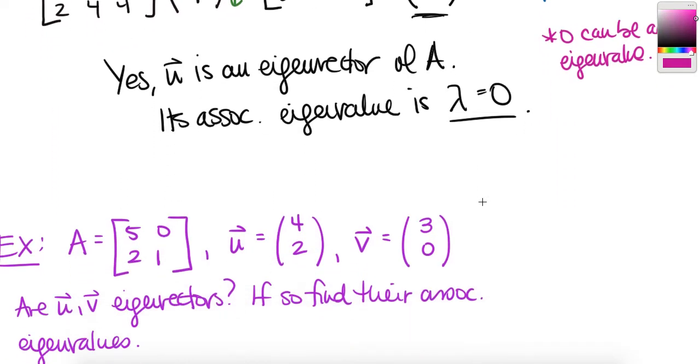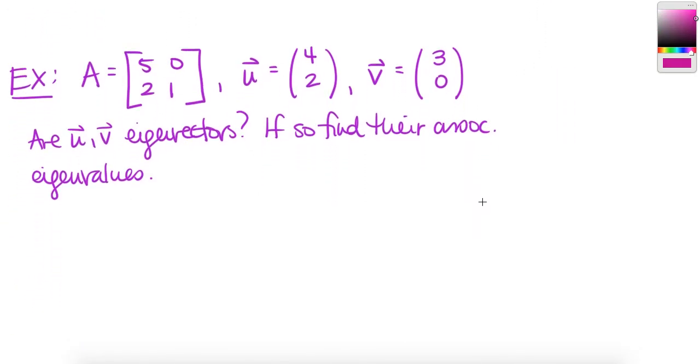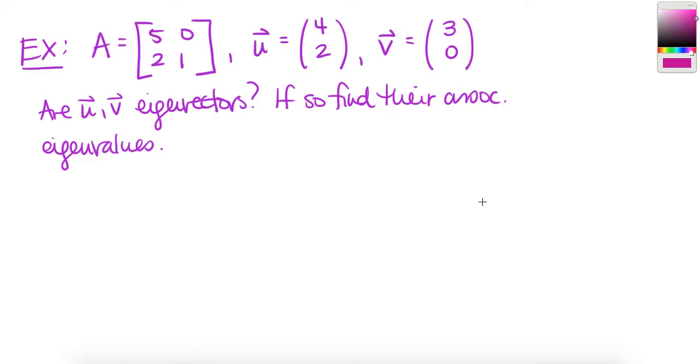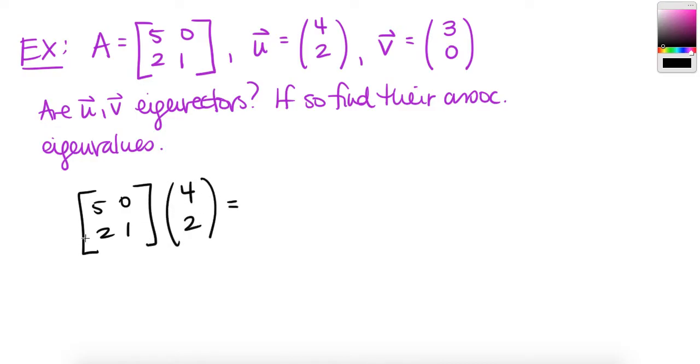All right, let's do one more example like this. Okay, so this time we have a 2 by 2 matrix and 2 different vectors. We want to know if they are eigenvectors. If so, find their associated eigenvalues. And we're going to do the same thing that we just did. We want to check A times X for both of these.